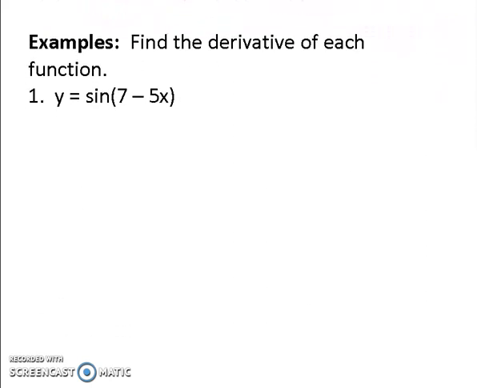So, for example, down here, where we have y equals the sine of 7 minus 5x, we have a function within a function. This 7 minus 5x is a function in and of itself. So it's our inside function, or our g function. Sine, then, is our outside function, or our f function. So to find the derivative of it, we would take the derivative of the outside, so that would be sine. The derivative of sine, we learned in the last section, is cosine, with the inside left alone.